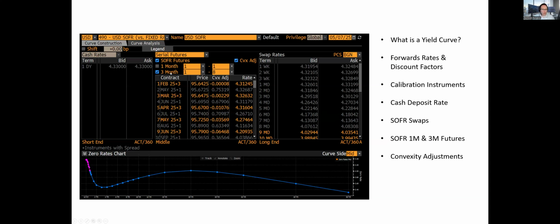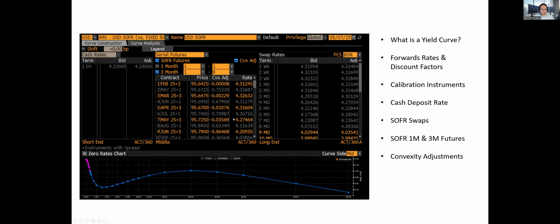I've picked 3 month futures contracts here, and one thing to bear in mind when you're using futures contracts is that we need to make convexity adjustments, and Bloomberg's going to do that for us. But if you're setting up your own yield curves, you'll need an interest rate model such as the Hull-White one-factor or two-factor model to derive those convexity adjustments.